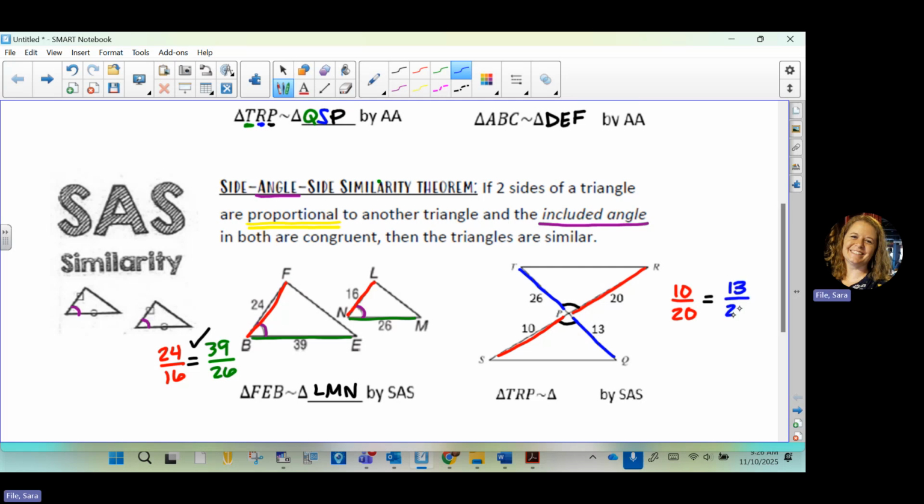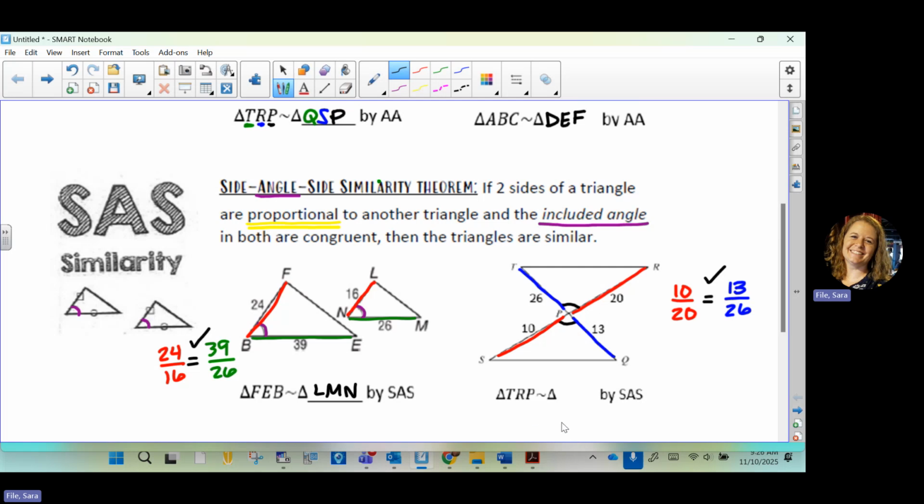Good. So now, are these equal? Are these equivalent? Yes. 10 over 20 is half. 13 over 26 is half. These are equal ratios, so they are proportional, which means I've got two different sets of corresponding sides proportional, and the included angle is congruent. So by side angle side, I can say that these are similar triangles.